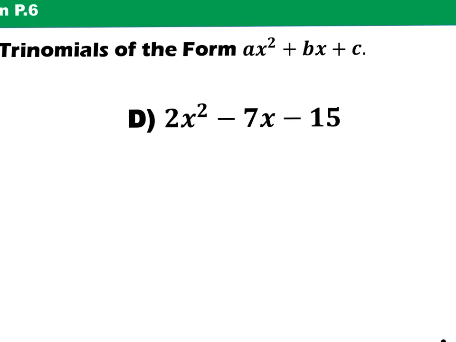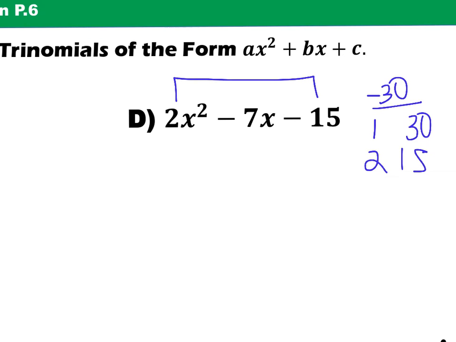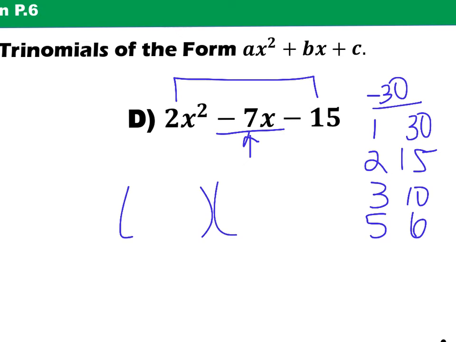All right, here we go. We're going to do this one fast because we know how to do it. A is not 1, so I'm going to multiply A times C, and I get negative 30 again. Well, awesome. So I already know the factors of 30. 1 and 30, 2 and 15, 3 and 10, 5 and 6. Now I'm trying to find factors that will give me negative 30 when I multiply, but a negative 7 when I add. What do those happen to be? 3 and 10 again. But what are my signs? Negative 10, positive 3.